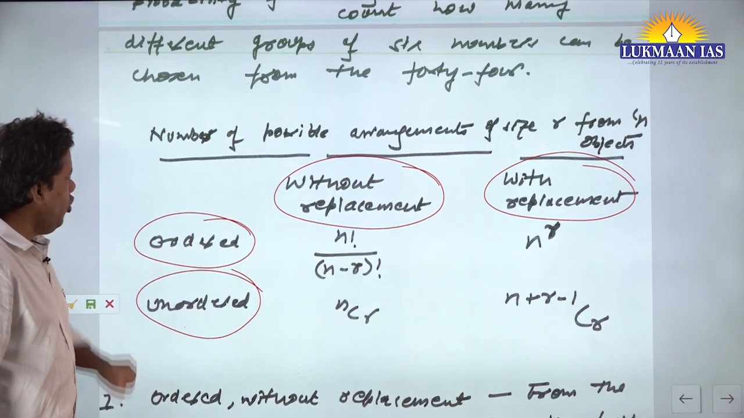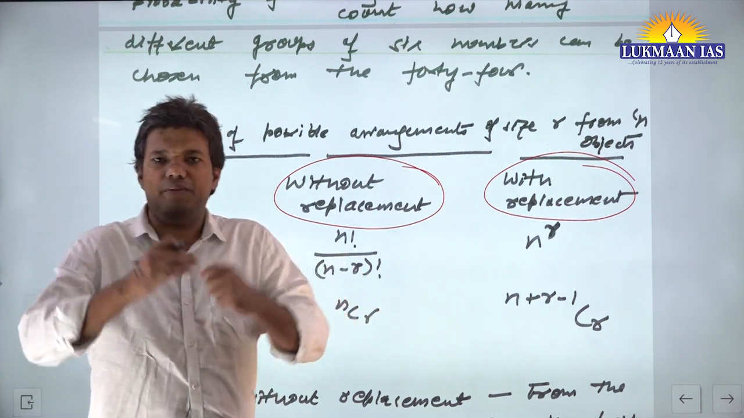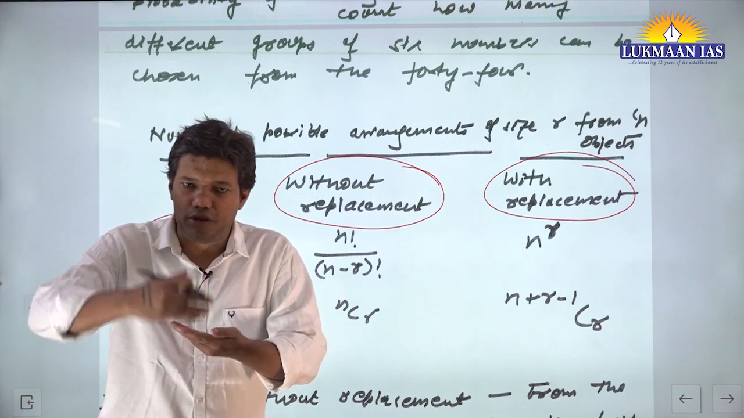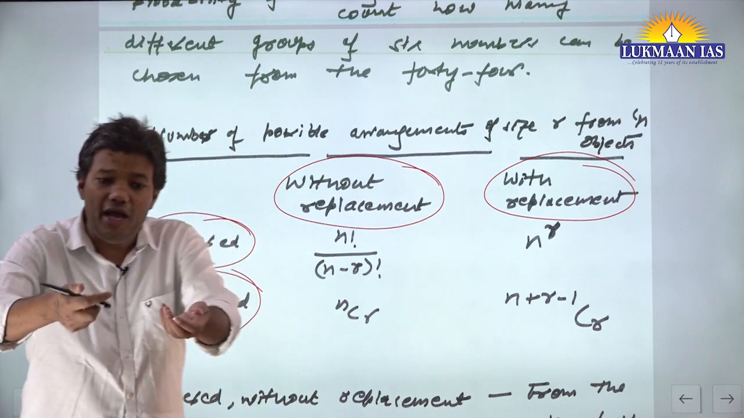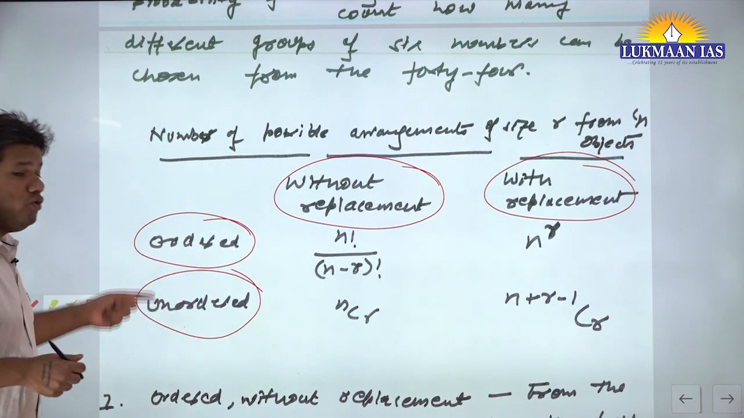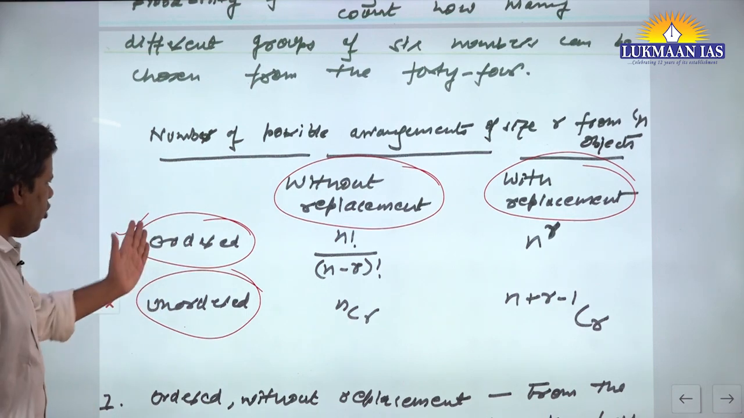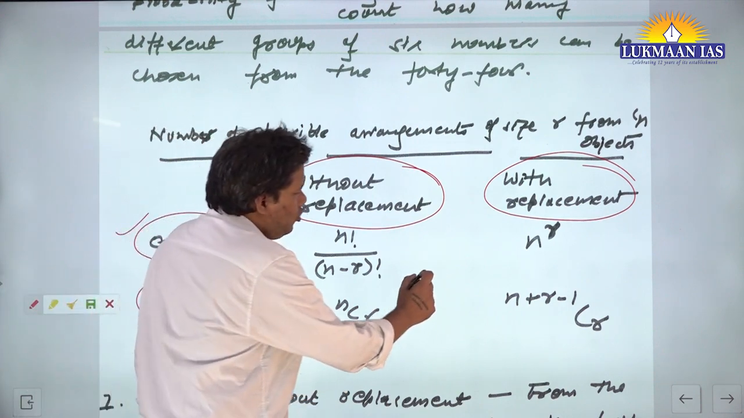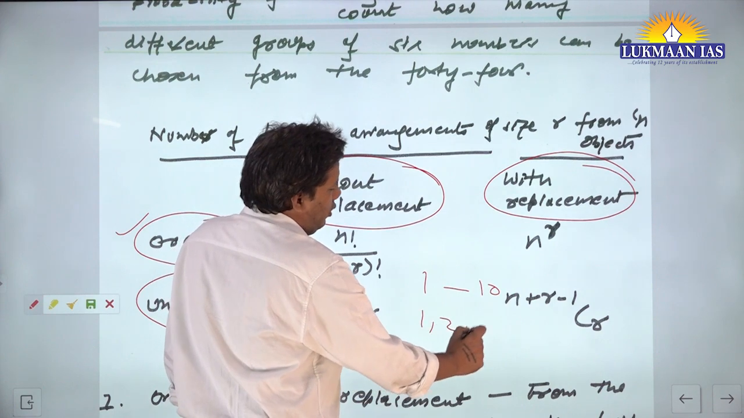Let's say you are looking at ordered. What is the meaning of ordered? Let's say from a pack of 52 cards, I choose 5 cards. I have 2 options: I can choose them sequentially, first card, then second card, then third card, then fourth card, like that. Or I can choose 5 cards at once, in one go. If I'm choosing one by one sequentially, then it is ordered. Another example of ordered: let's say I choose 3 numbers from 1 to 10, and those numbers are 1, 2, and 3.